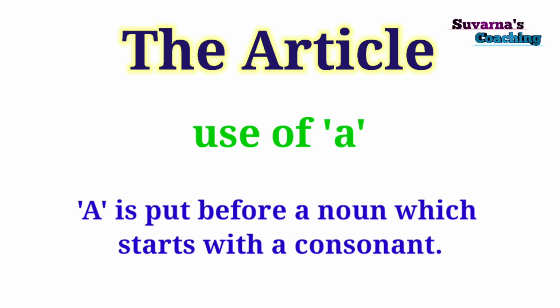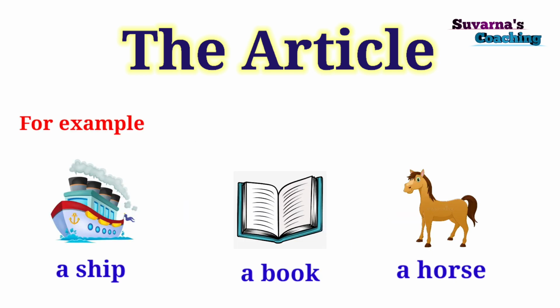Use of a: a is put before a noun which starts with a consonant. For example, a sheep, a book, a horse.